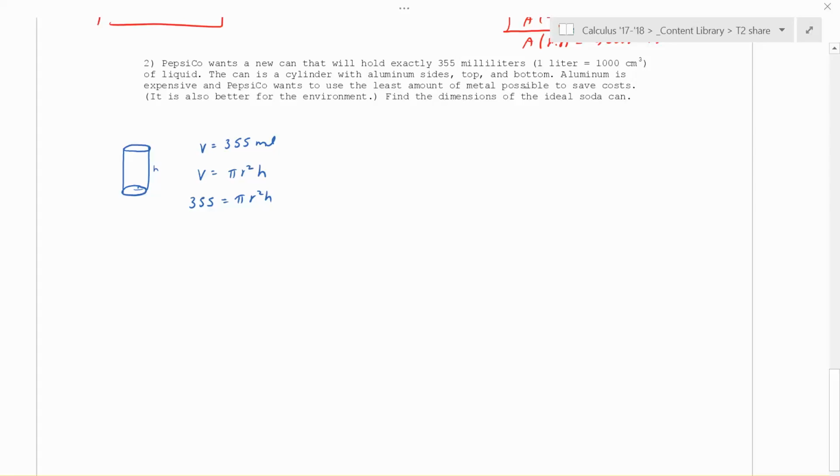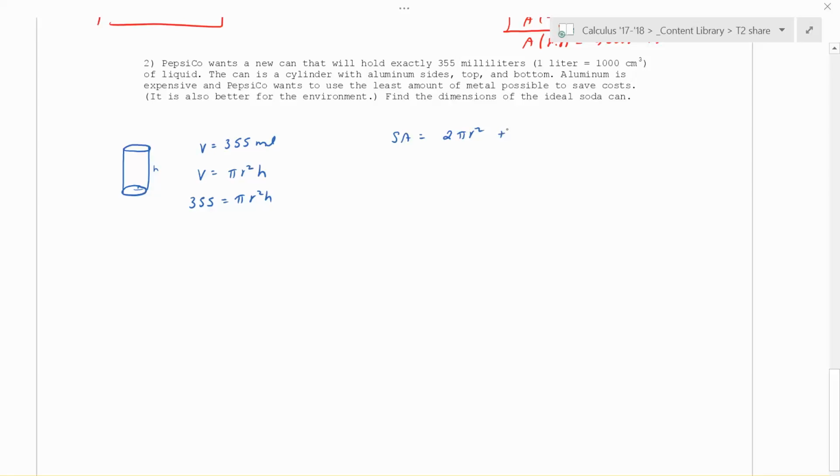We want to find the dimensions of the ideal soda can that uses the least amount of metal. We haven't been told what the cost is, so we're just trying to minimize the amount of metal. The amount of metal is made up of the sides, the top and the bottom, so we can think about it as the surface area. The top is pi r squared and the bottom is pi r squared, so I've got 2 pi r squared for the top and the bottom.